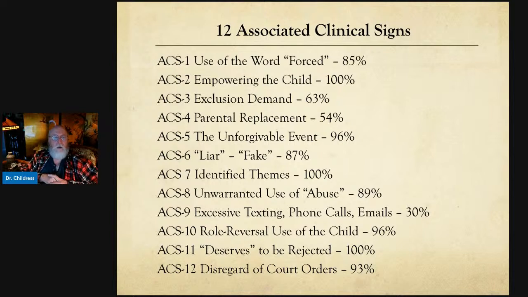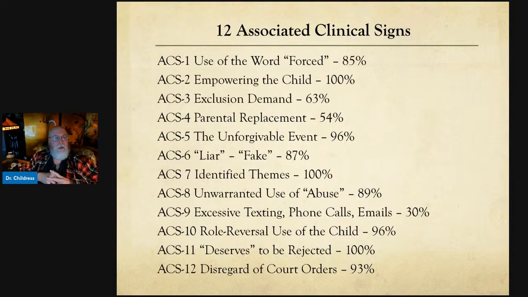Then ACS5 is the unforgivable event. In 96% of families we see this pretty much: there's some event that occurred that the child uses to justify all current and future rejection of the parent. The use of the word liar or fake relative to the targeted parent. Oh, they're a liar, they're acting so fake. It's found in 87% of families.